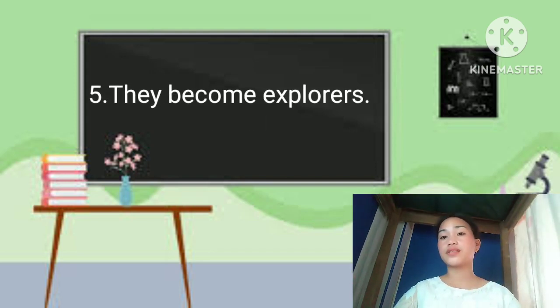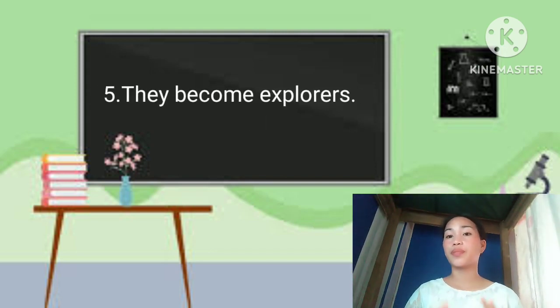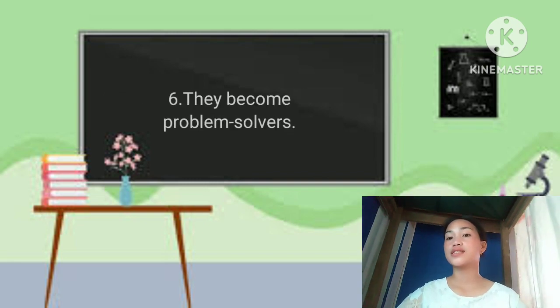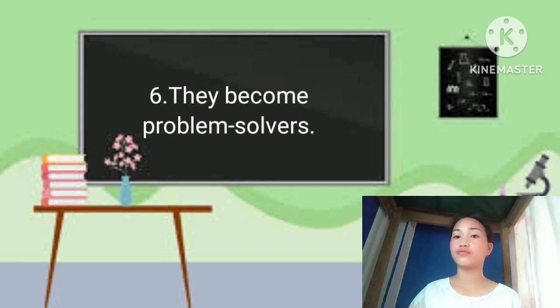Number 5 is they become explorers. So here they discover and explore new ideas, new information that they will apply in the near future. Number 6 is they become problem solvers. So here it is a project based around a problem that requires critical thinking to solve.